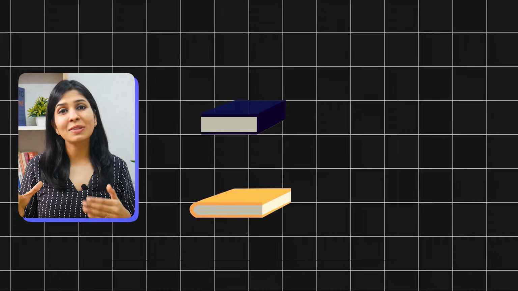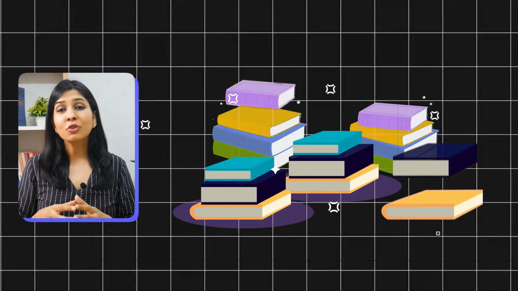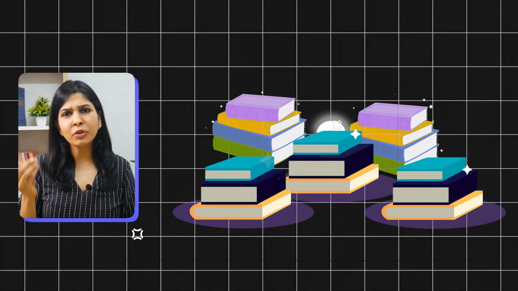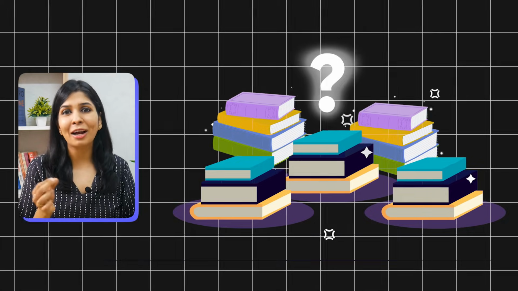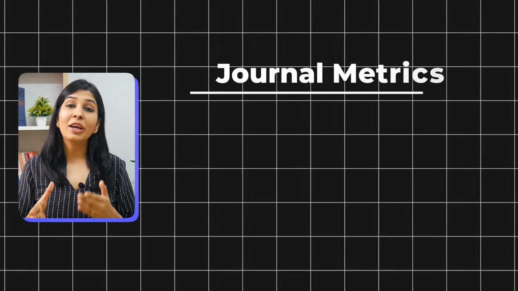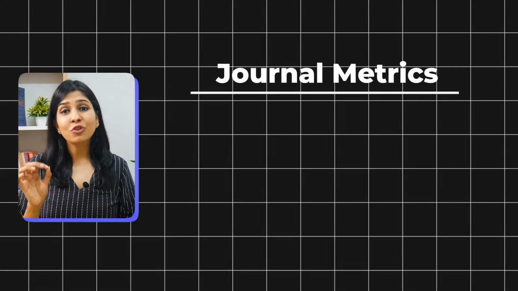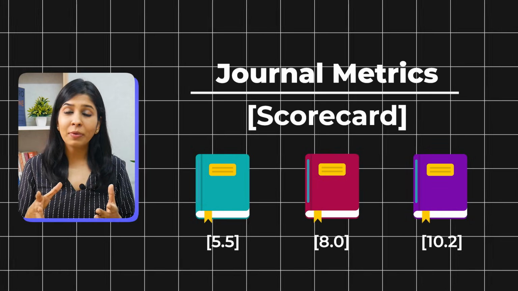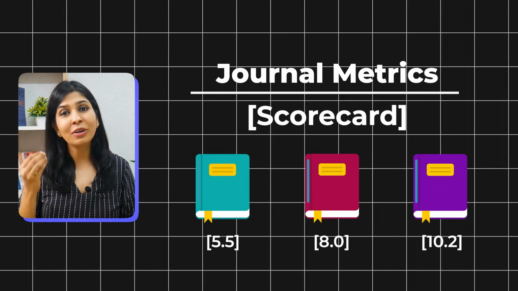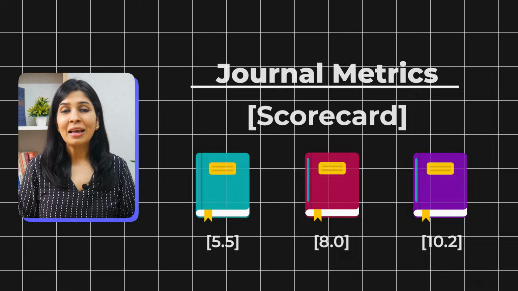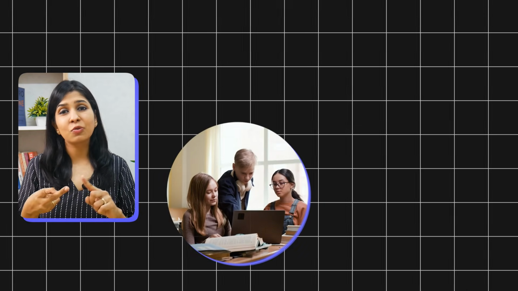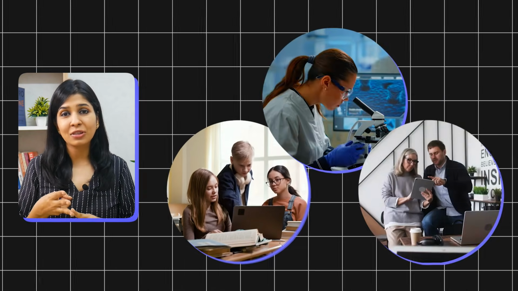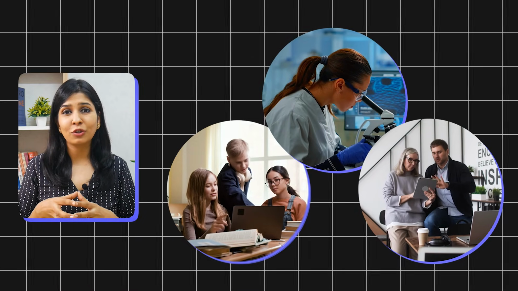Think about it this way. There are lakhs of research papers being published every year. Out of these, how do we know which journal is actually publishing impactful work? That is where journal metrics come in. Journal metrics are like a scorecard. Each journal has a score or a number that decides how reputable or influential that journal is. This can be used by students, researchers, and even funding agencies to understand the credibility of the journal and where it stands in the academic world.